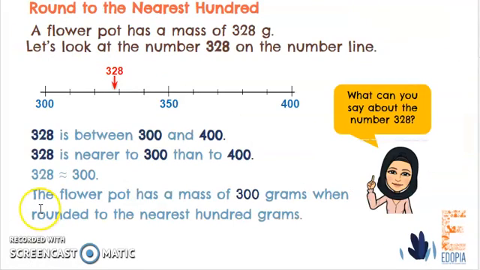Now let's learn how to round a number to the nearest hundreds. A flower pot has a mass of 328 grams. Let's look at the number 328 on a number line. So here we have a number line of hundreds. If we place the number 328 on the number line, we see that this number is between 300 and 400. But is this closer to 300 or 400? Looking at this number line, we see this comes before 350. So 328 is nearer to 300 than to 400. This means the pot has a mass of 300 grams when rounded to the nearest hundreds.